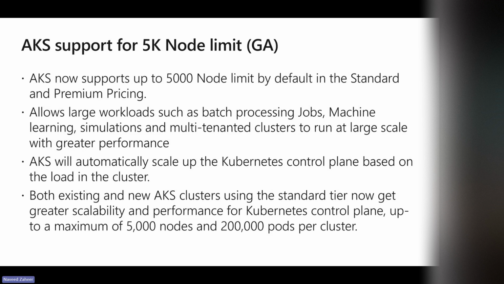Okay. So now we talk about some of the GA items. One thing is that now we have a 5,000 limit by default in GA for standard and premium tier of AKS. So you can go up to 5,000 nodes, and that means 5,000 nodes or 200,000 pods per cluster. So this is the new limit. The AKS control plane has been updated, and it will scale up because Microsoft is responsible for the AKS control plane.